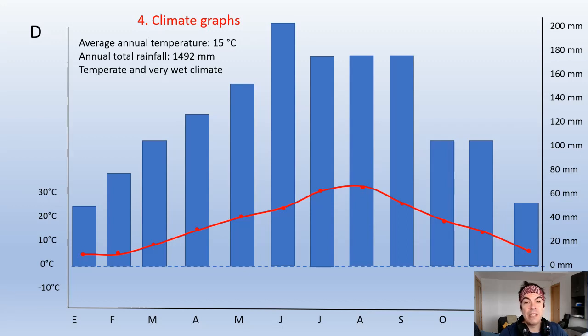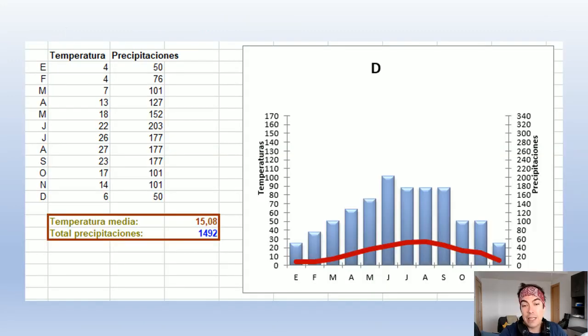Finally, the climate graph D, the fourth one, looks like this. It's a very rainy climate, and the average annual temperature is 15 degrees centigrade. The annual total rainfall is 1,492 millimeters, and it is a temperate and very wet climate. Okay, and it looks like this. And that's it.